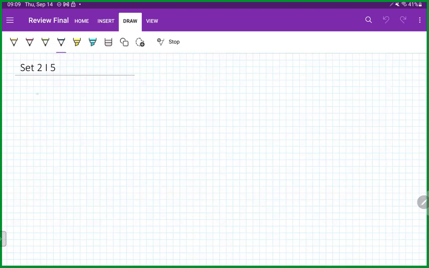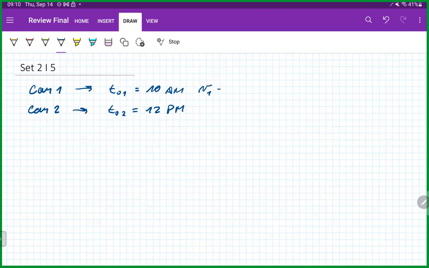So let's write down what we know. We have car 1, t01, that's 10 a.m. Car 2, t02, that's 12 p.m. And this one has v1, 70 kilometers per hour, v2, 110 kilometers per hour. And we have the initial position of both, x01 and x02 equal to 0. So they are both departing from the same point. They're just shifted in time, right?